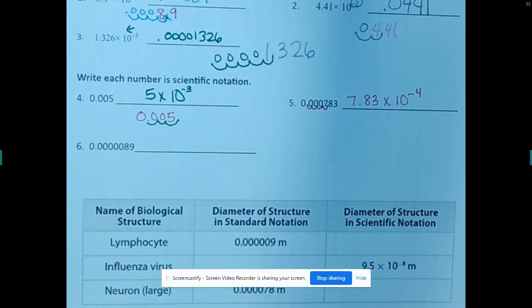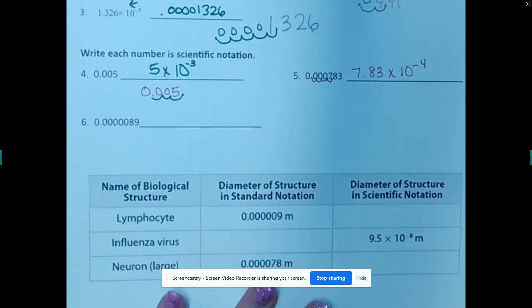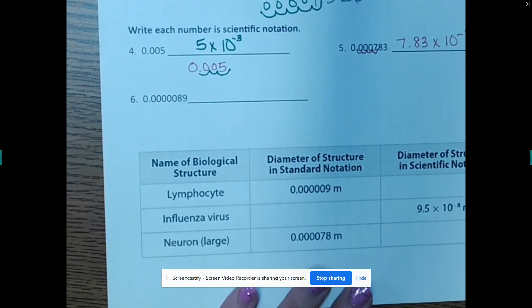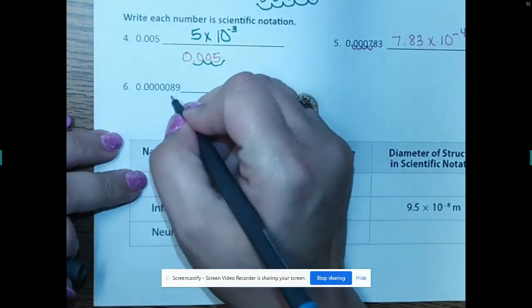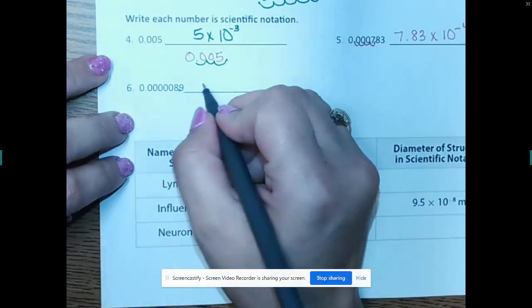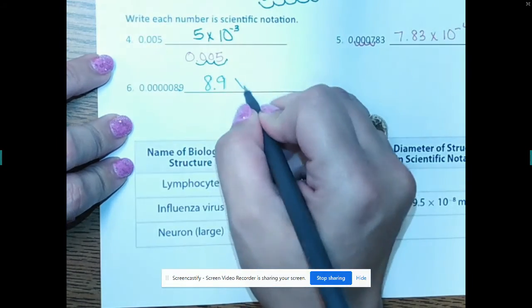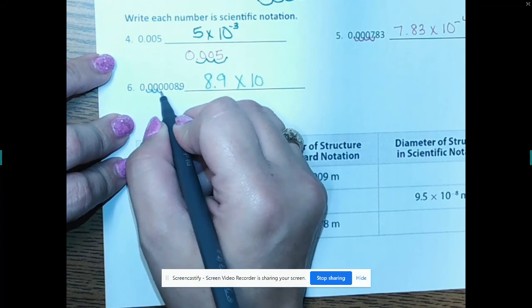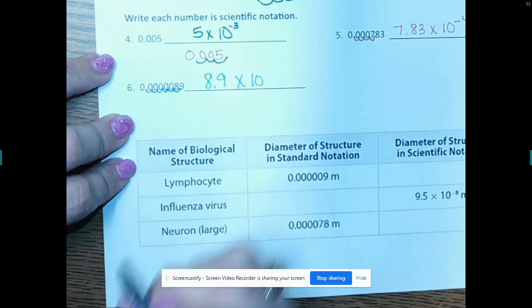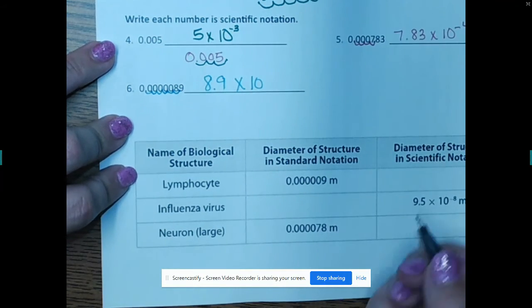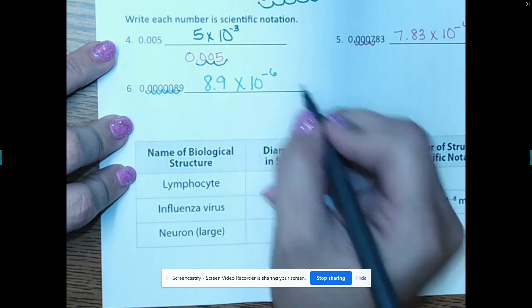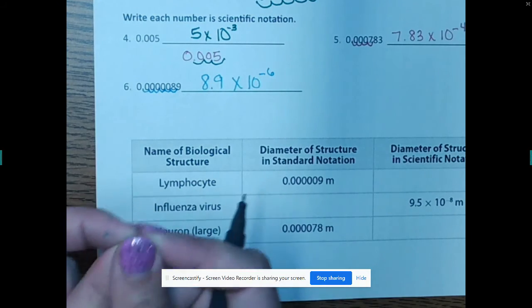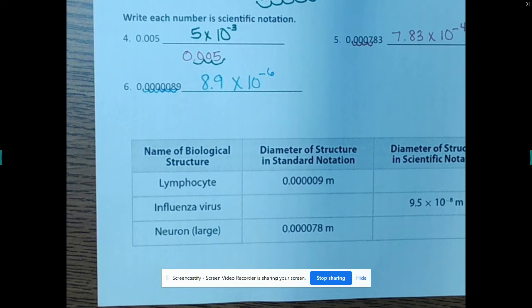All right. Last one. Where should the decimal go? After the 8, between the 8 and the 9. All right. So I know it's going to be 8.9 times 10. We want to count. 1, 2, 3. What'd y'all get? 8.9 to the negative 6th power. Negative 6. And why is it negative? Because it's a tiny number. Good. All right.